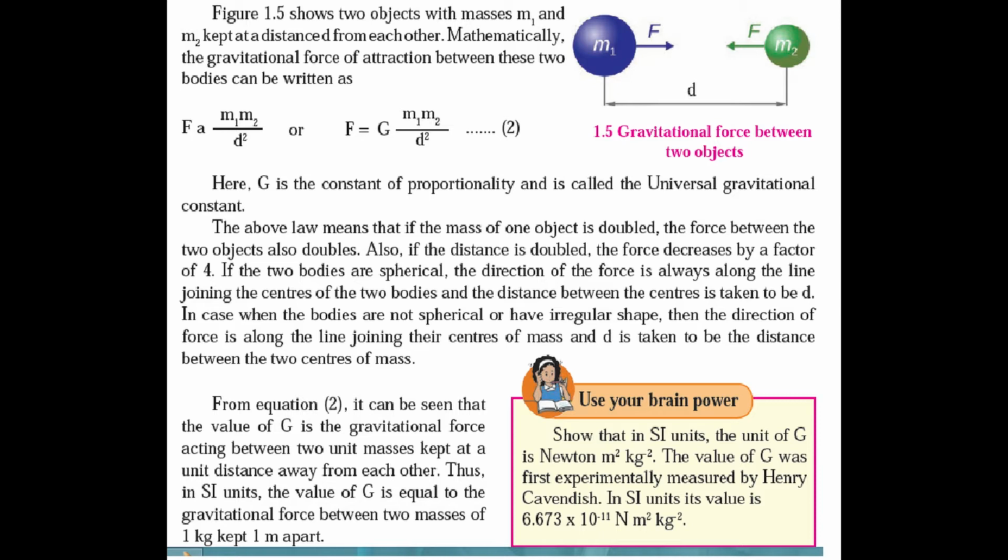The above law means that if the mass of one object is doubled, the force between the two objects will also double. Also, if the distance is doubled, the force will reduce by a factor of 4. If the two bodies are spherical, the direction of the force is always along the line joining the centers of the two bodies, and the distance between the centers is taken to be d. So d is the distance between the centers of the two bodies.